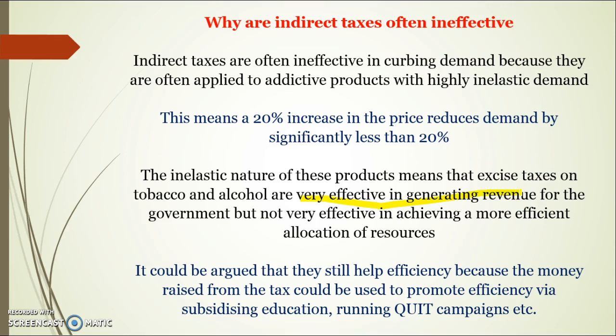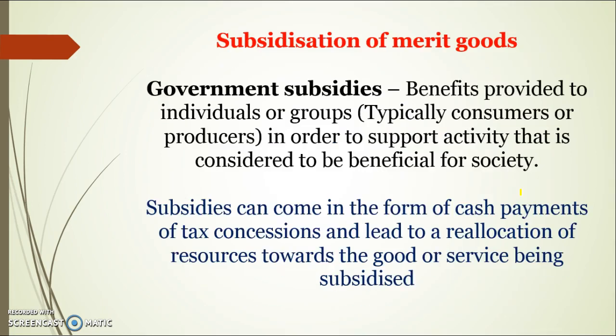So it could be argued that they still help efficiency because the money raised from the tax can then be used to promote efficiency in other ways, like subsidising education, running quit campaigns, etc. So the tax might not be that effective in reducing consumption directly, but we can use the tax that it raises to promote efficiency in other areas. But it still is an example of a trade-off: trying to promote efficiency can hurt equity.